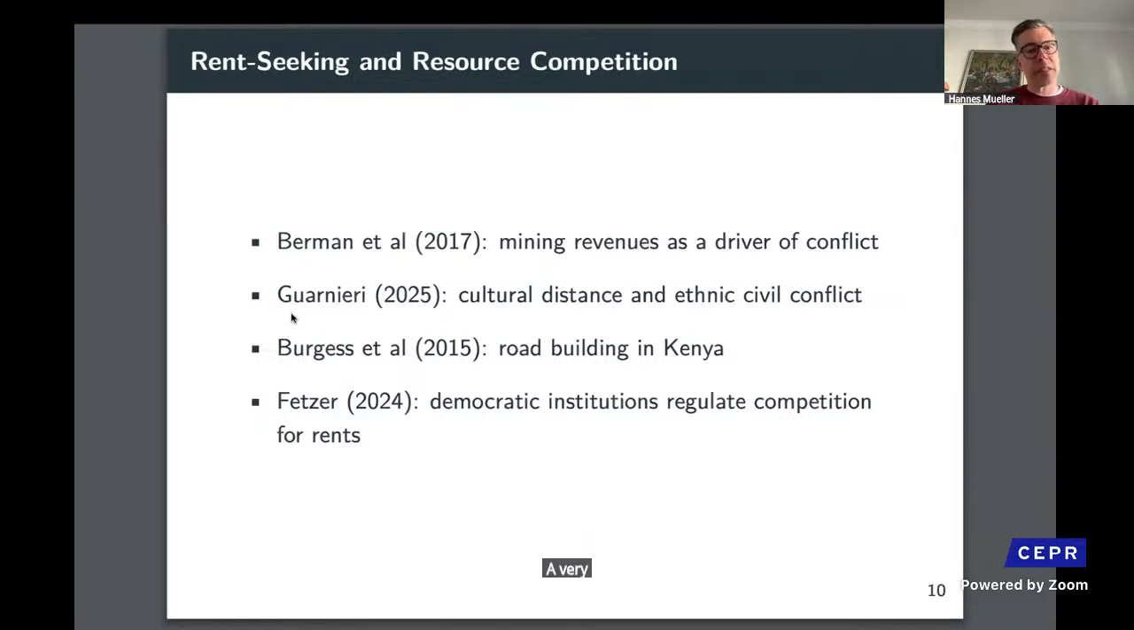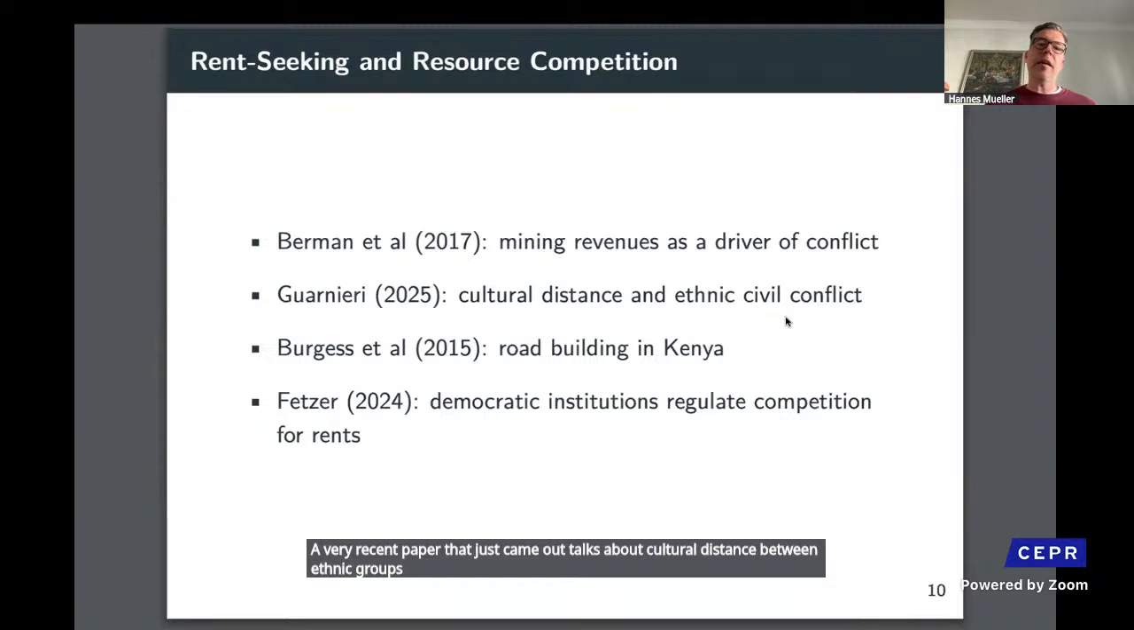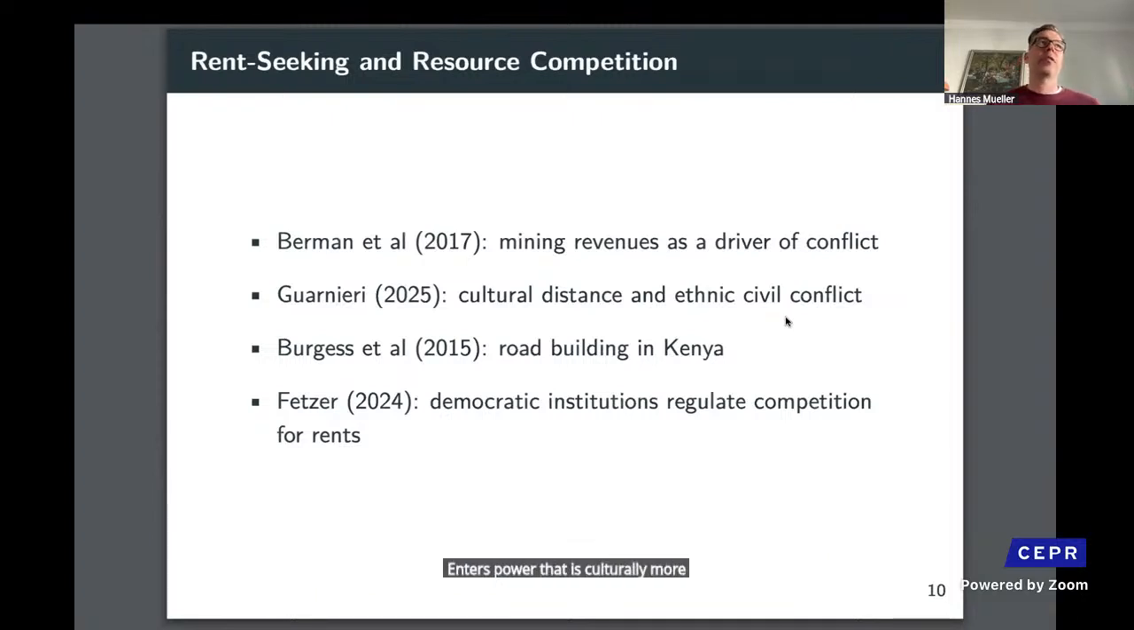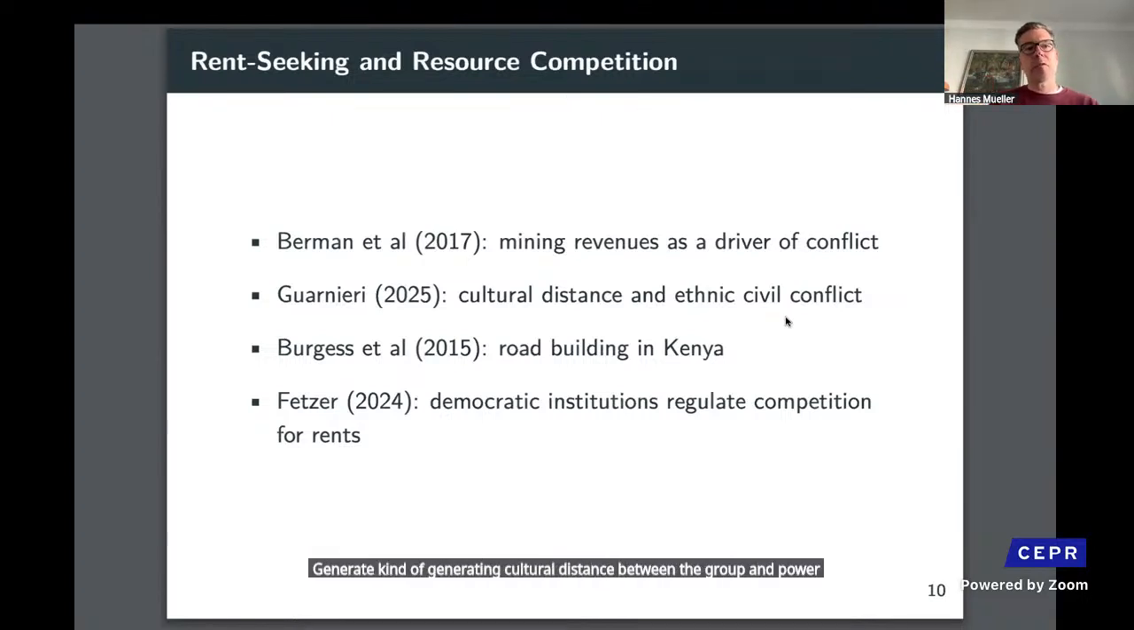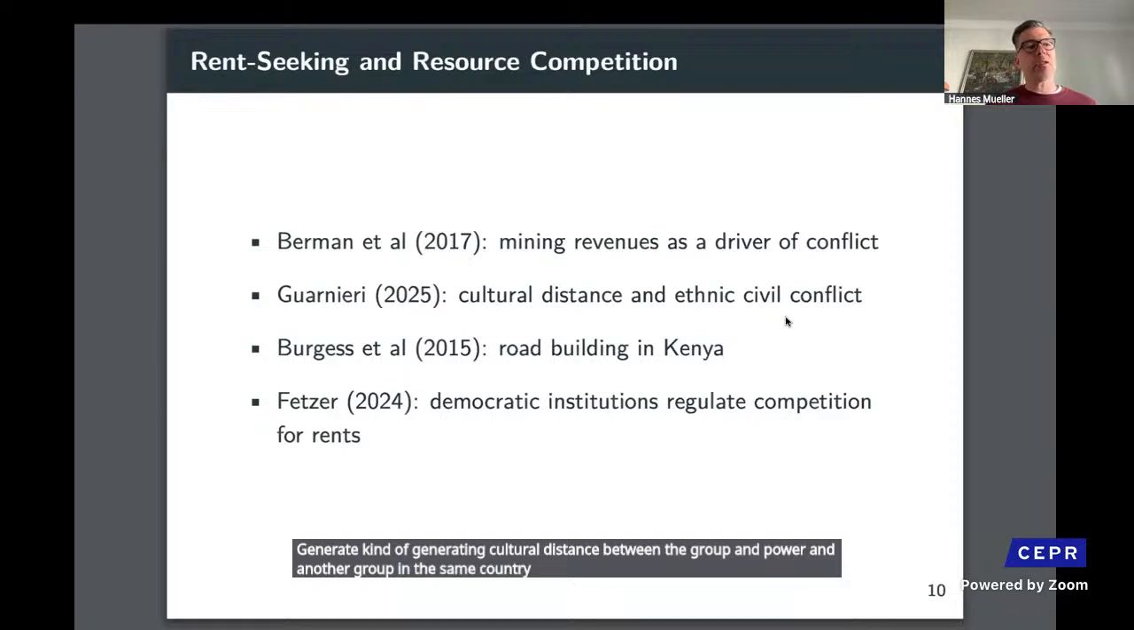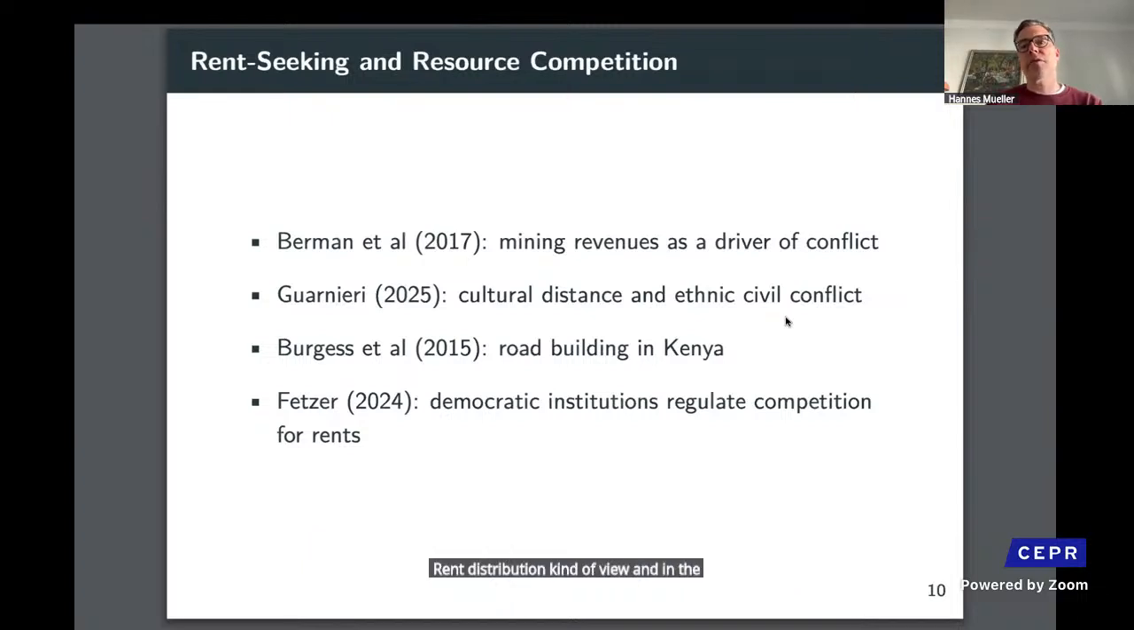A very recent paper that just came out talks about cultural distance between ethnic groups, and so here you should think of public services that are distributed by the state as the rent that people are fighting over. And they show that if a group enters power that is culturally more distant to a group in the same country, then this can trigger conflict. So generating cultural distance between the group in power and another group in the same country can shift the way the public services are provided, and this then annoys or triggers conflict, right? You can think of this both in the rent distribution view and in the negotiation view.